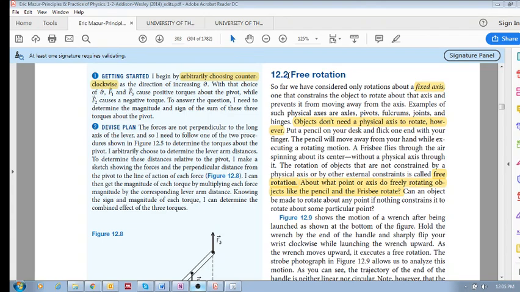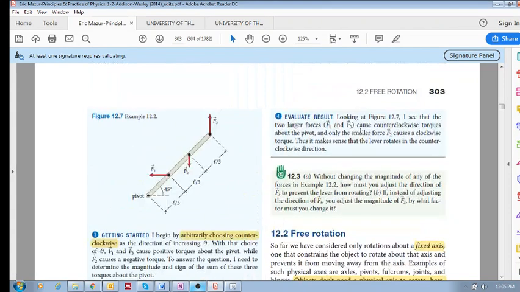Let's look at something called free rotation, which we experience every day of our lives. In the previous section, we spoke about rotations about a fixed axis. So what do we mean by that? We had an object here, and there were a bunch of forces acting on it, and we chose an axis about which we wanted to study the rotation.